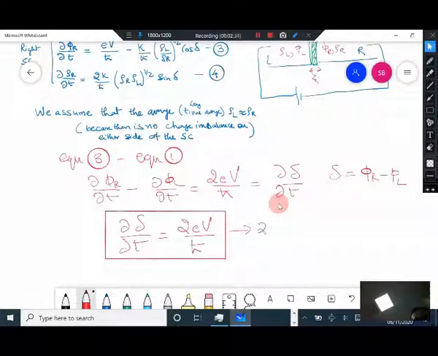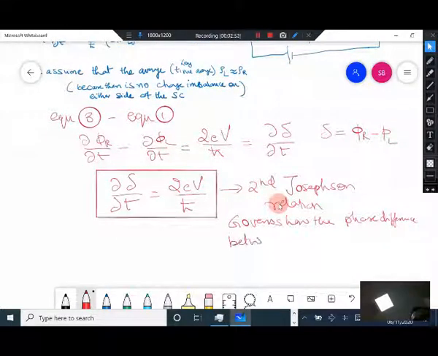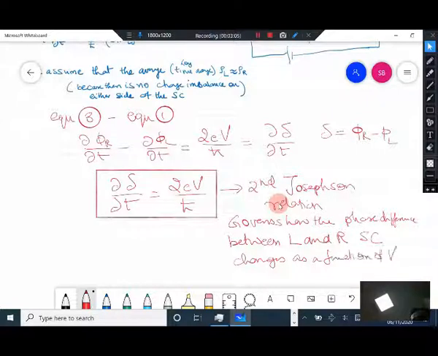This is the second Josephson relation, which governs how the phase difference between the L and R superconductors changes as a function of the applied voltage V across the junction. Okay, so this is the second Josephson relation.